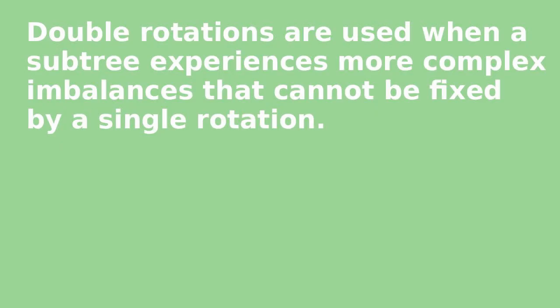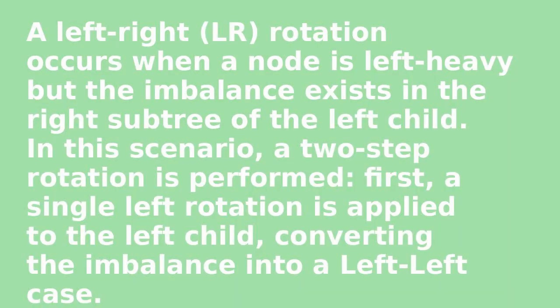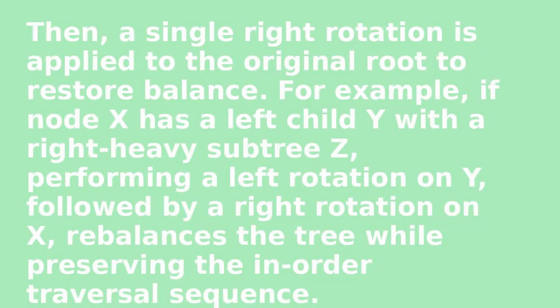A left-right (LR) rotation occurs when a node is left-heavy but the imbalance exists in the right subtree of the left child. In this scenario, a two-step rotation is performed. First, a single left rotation is applied to the left child, converting the imbalance into a left-left case. Then, a single right rotation is applied to the original root to restore balance.